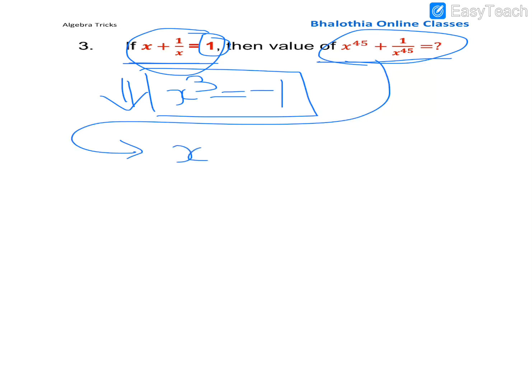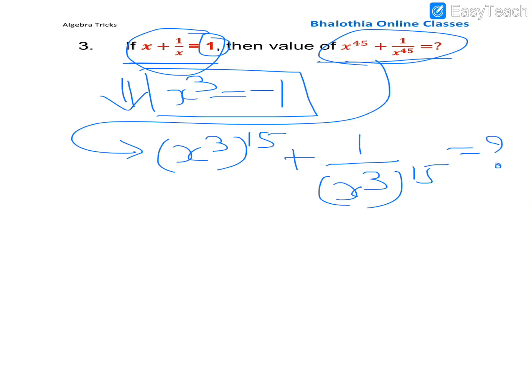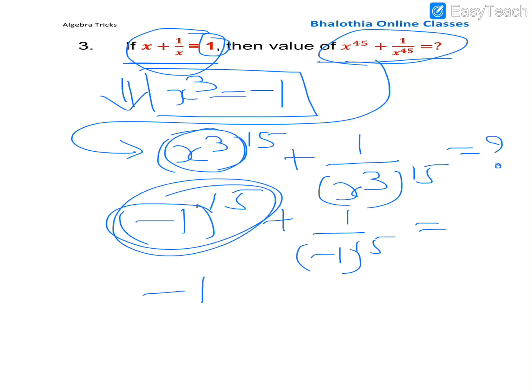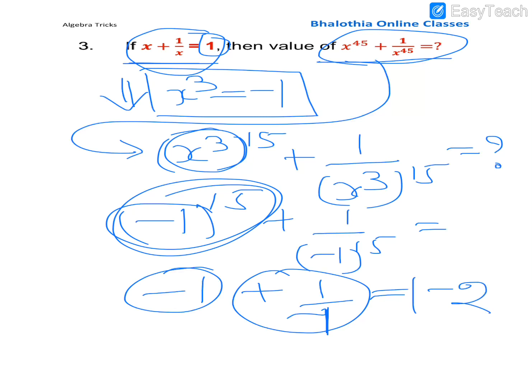See, x raised to the power 45: can we write it this way, x raised to the power 3 and then 15? Again the same thing for this one, x raised to the power 3 and then 15. We know x raised to the power 3 is minus 1. So minus 1 raised to the power 15 plus 1 upon minus 1 raised to the power 15. This will become minus 1, because the powers are odd, and then again plus 1 upon minus 1. So this plus minus will become minus 1, and your answer will be minus 2.